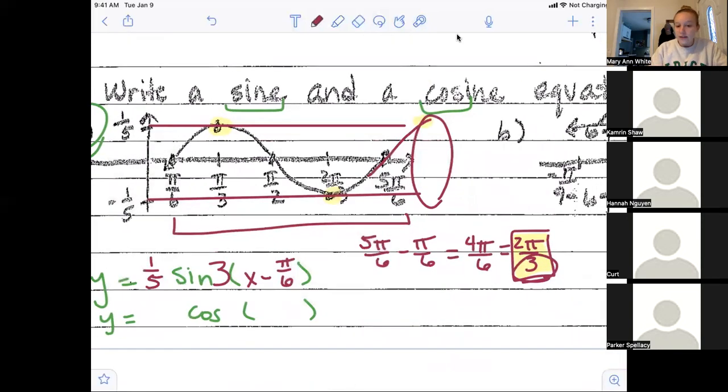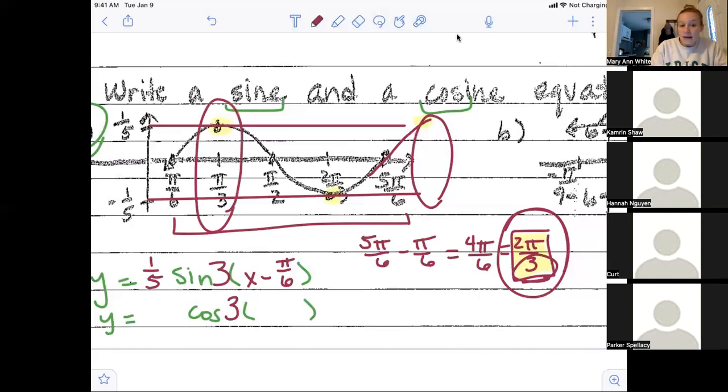So actually the hardest step that we did on the last one is already done for us. So I already know that my period is going to be the same. It's still going to be 2 pi over 3. And so then my B is my denominator 3, just like in sine. The period's the exact same thing. I just shifted over. Instead of starting at pi over 6, I started at pi over 3.